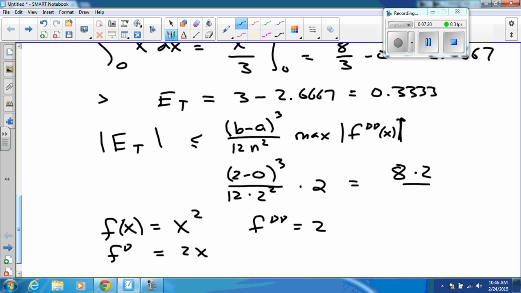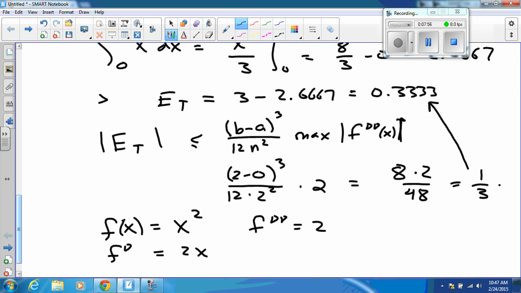Now when we plug all this in, this gives us 8 times 2 over 12 times 4, which is 48, so that I get 16 over 48, or 1/3. So my error is no worse than 1/3, which interestingly just happens to be the actual value of the error that we got there. It wasn't entirely a coincidence. It turns out that the trapezoidal approximation will give an exact error for quadratic functions.